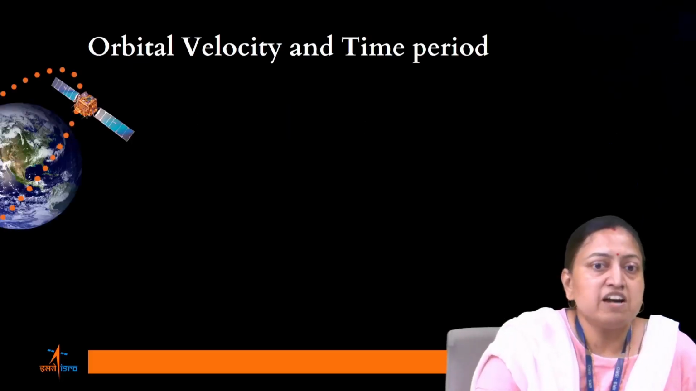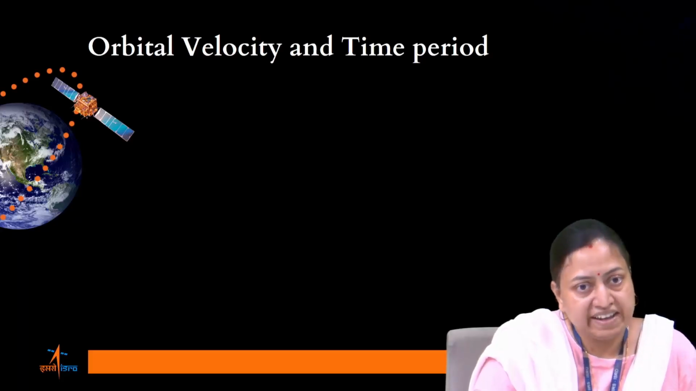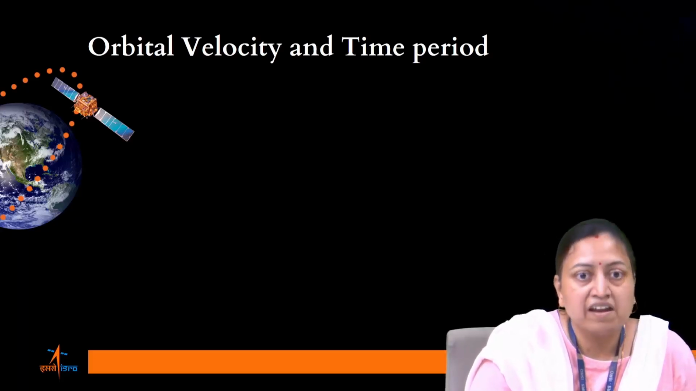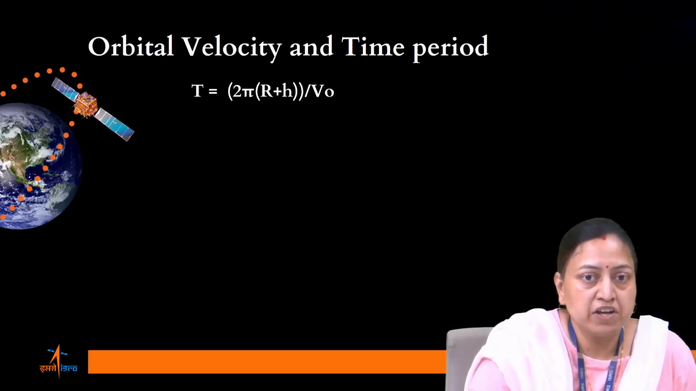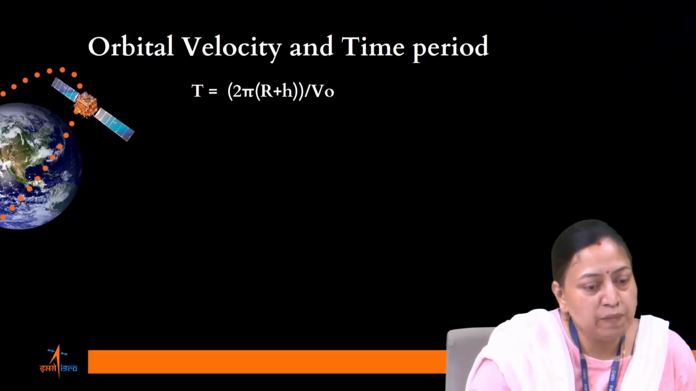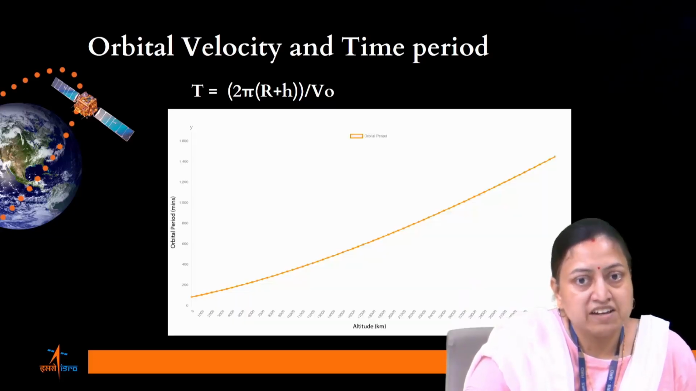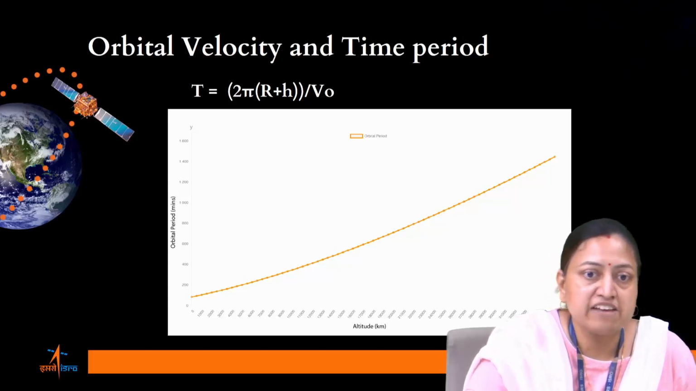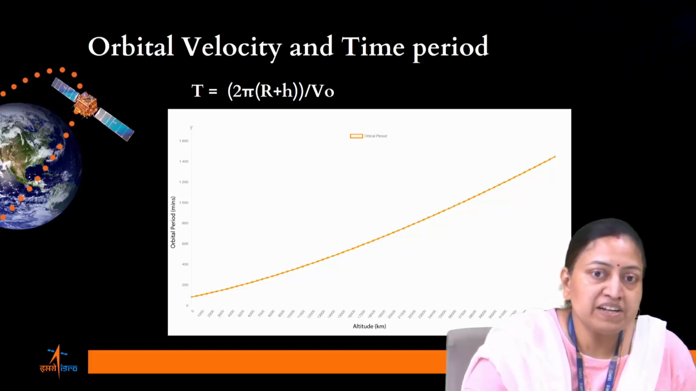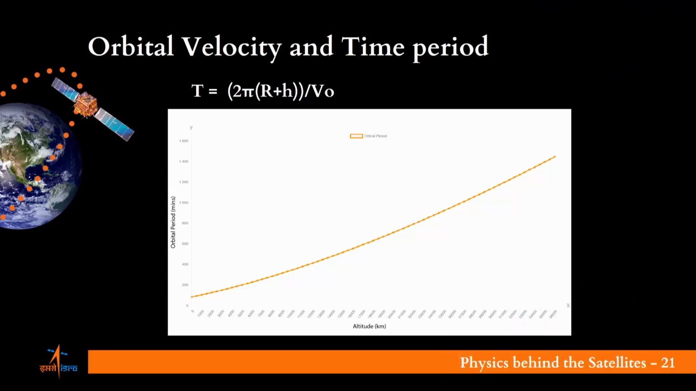How are the velocity of a satellite and the time it takes to rotate related? Time period for rotation of the satellite is given by the equation T is equal to 2 pi (R plus h) by VO. When we substitute the value for h and solve the equation, we get several points. If we plot them into a graph, we get something like this. From the above graph, we can infer that if the altitude increases, the orbital period also increases.